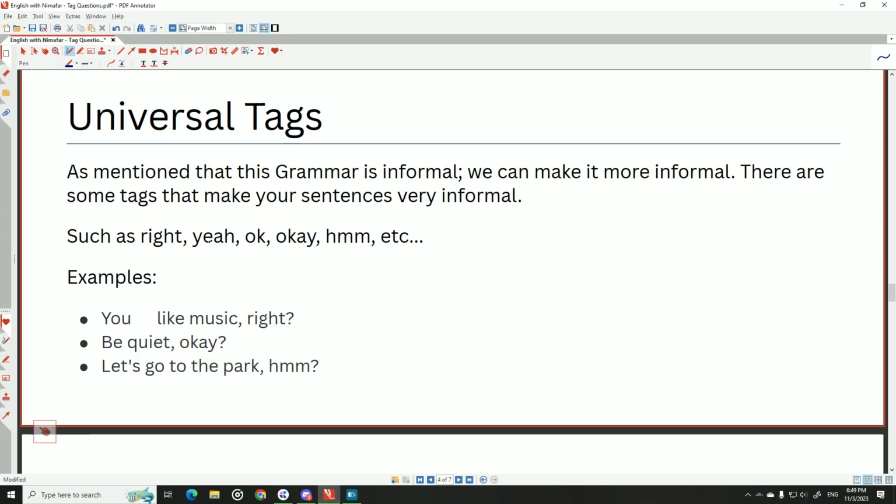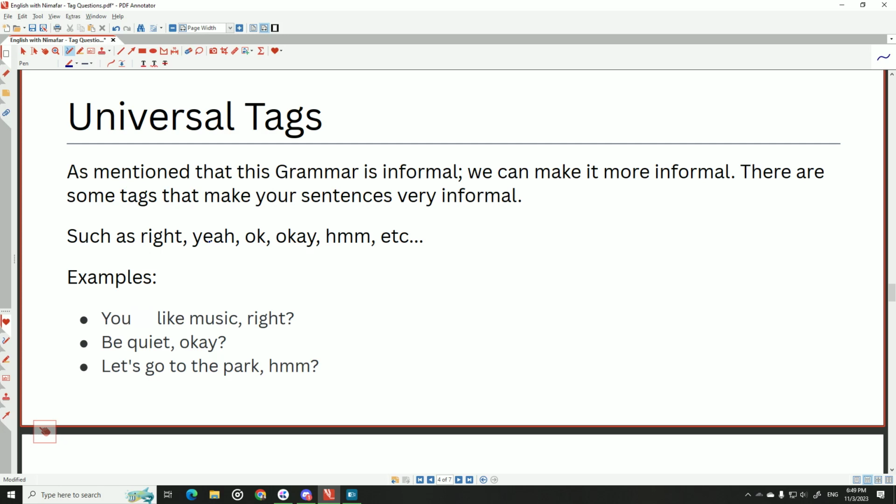But universal tags. One of our students here asked, can we replace, for example, isn't she with right? I told him to wait because we have something called universal tag. Earlier I mentioned that this grammar is informal, right? You can make it even more informal. For example, you're talking with your best friend. You can use universal tag. For example, right, yeah, okay, especially in chatting.